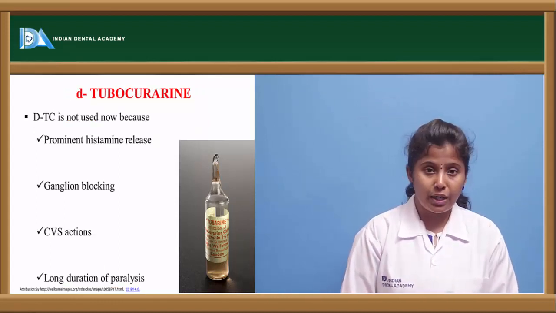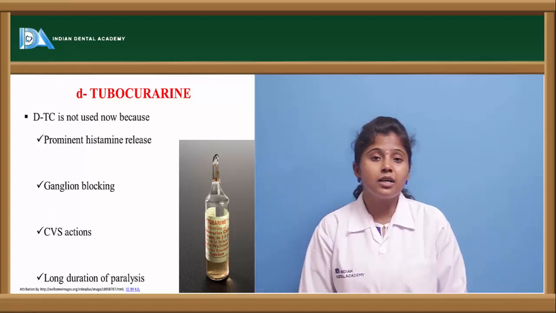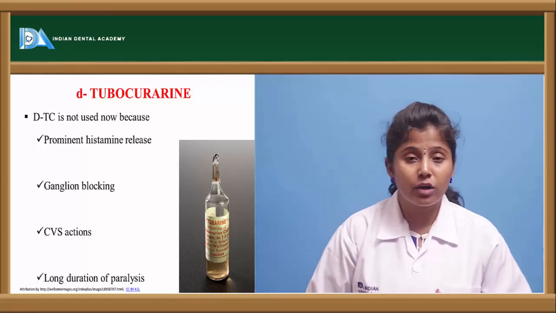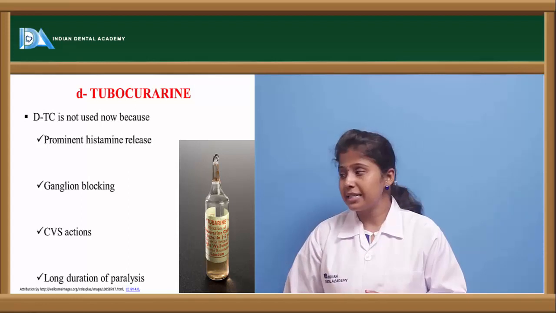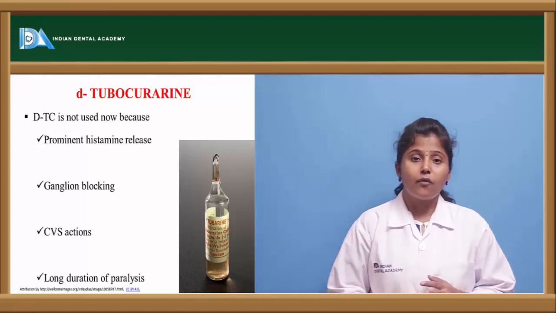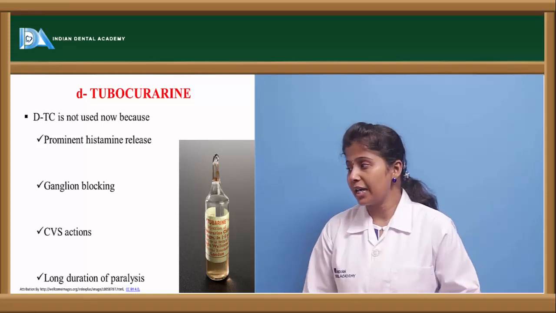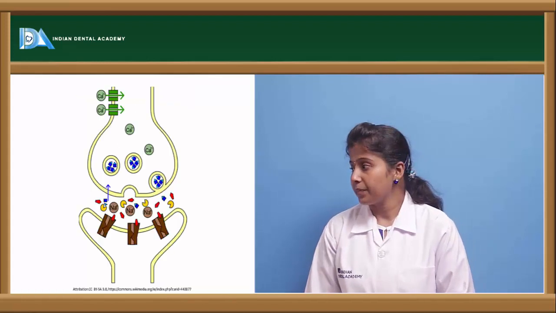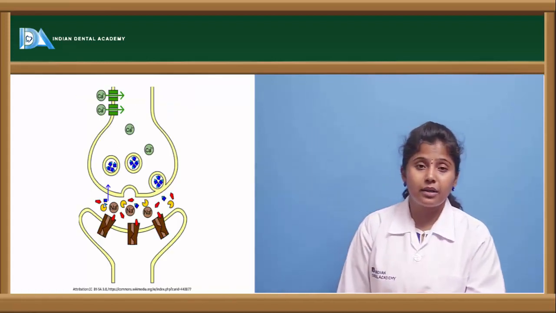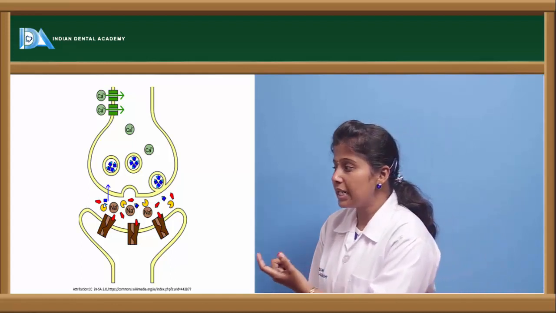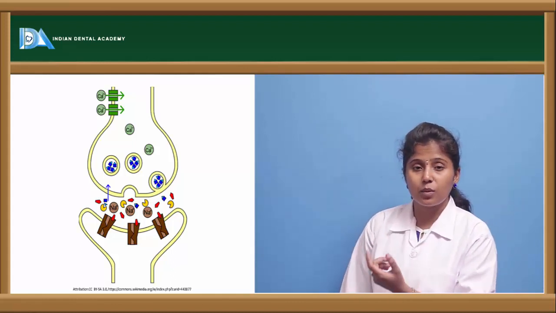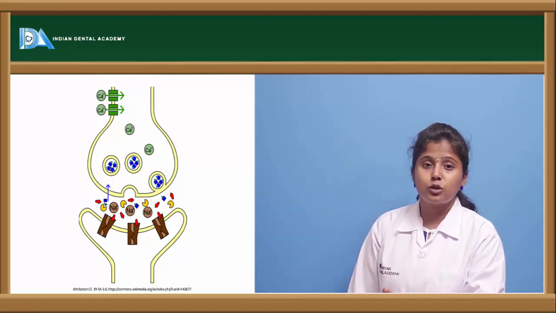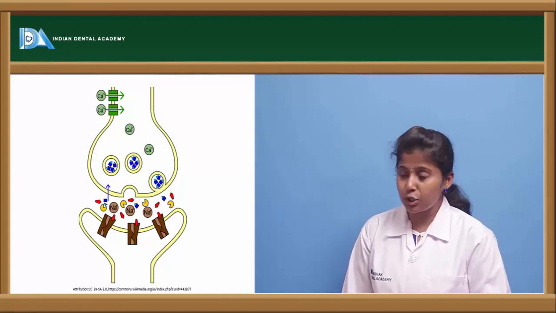First drug is D-tubocurarine. D-tubocurarine is a non-depolarizing neuromuscular blocking agent. It causes ganglionic blockade, and it releases histamine, and thereby it causes fall in the blood pressure, leading to cardiovascular events, and it has a longer duration of action of paralysis. Regarding the mechanism of action of D-tubocurarine, once it is administered, it won't allow the binding of acetylcholine to the sodium channels, and thereby prevents the depolarization of the cell.